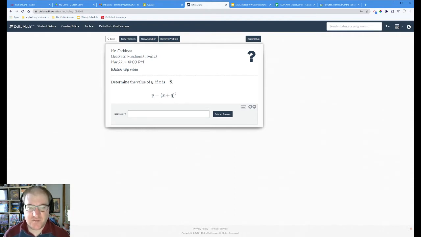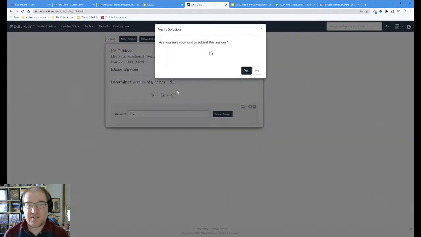Negative 8 plus 4 is negative 4, and the negative 4 squared is positive 16. Think about it, a negative 4 times a negative 4, that's what negative 4 in parentheses squared means, right? And a negative times a negative is a positive, so this one would be 16.